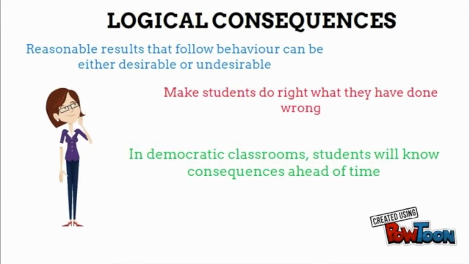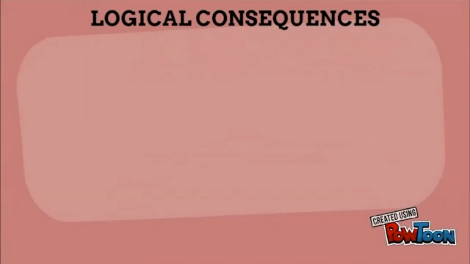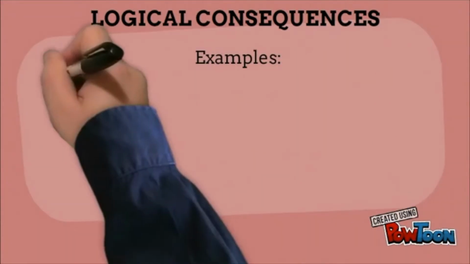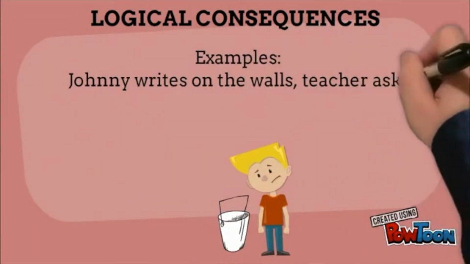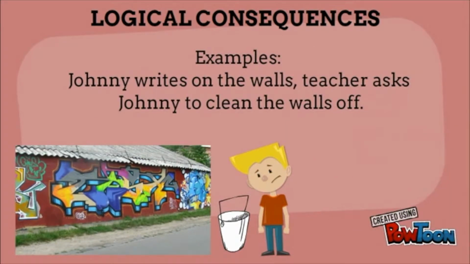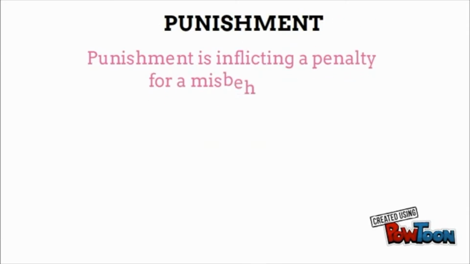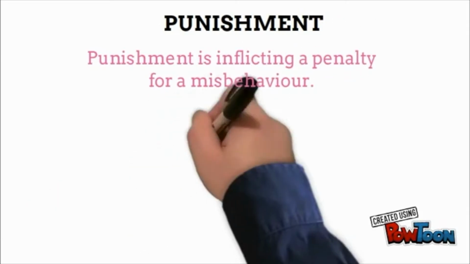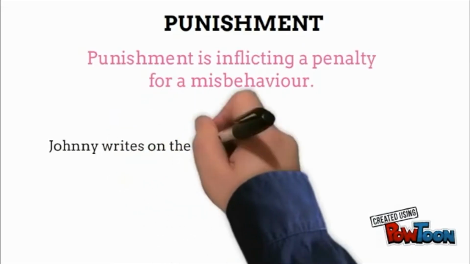Dreikurs recommends having a democratic classroom so students know the consequences ahead of time. For example, Johnny writes on the walls. The teacher asks Johnny to clean off the walls. For punishment, this is inflicting a penalty for misbehavior. For example, Johnny writes on the walls, so you keep him in for recess.